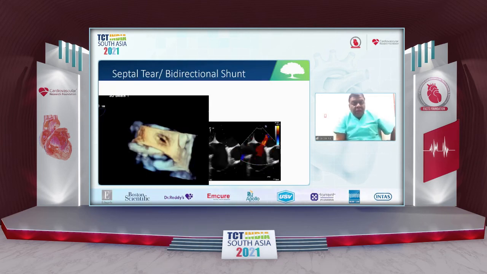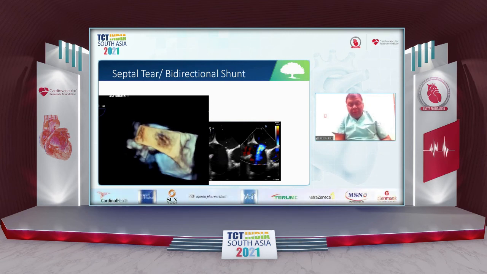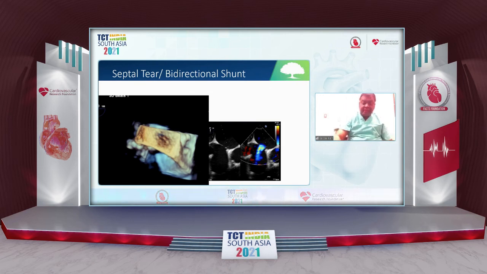ASDs, on a rare occasion, you can tear the septum and cause a slit-like hole. And if the right atrial pressure is high, you can actually get a significant bidirectional shunt with desaturation. You must make sure you do this imaging during the end of the procedure. And in that case, you need to close the ASD.